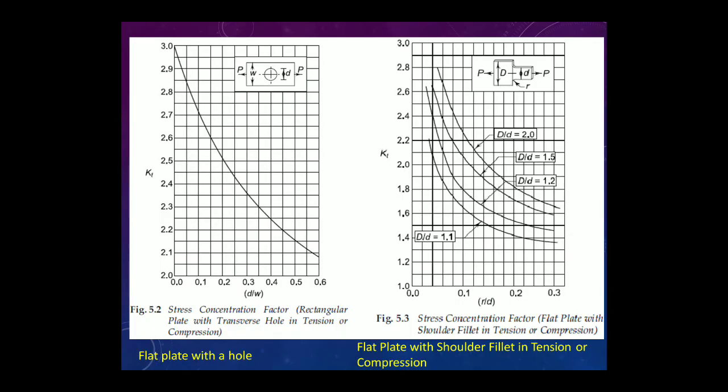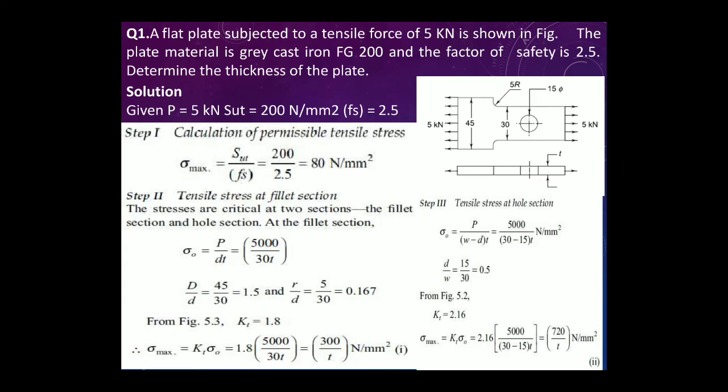So on the left side, Kt is given, and at the bottom side, d by w ratio is given. So for our d by w ratio we will find the stress concentration factor, and we get it as 2.16. So sigma max is Kt into sigma, and ultimately we get sigma max equal to 720 by t Newton per mm square.